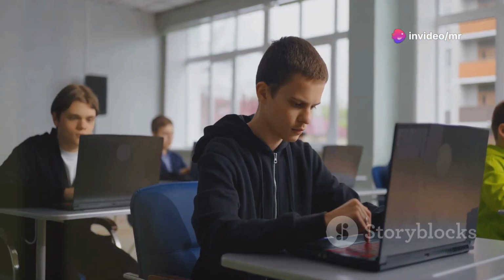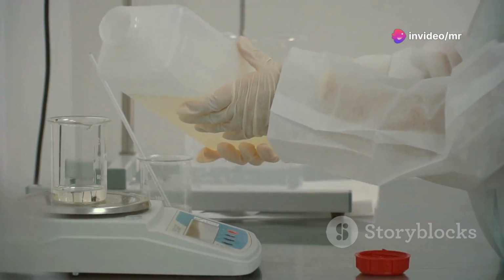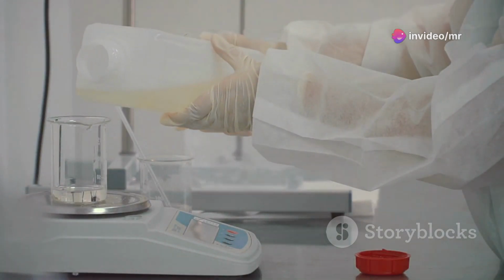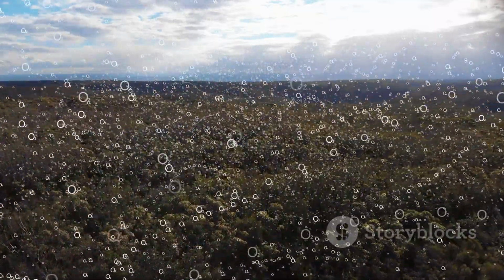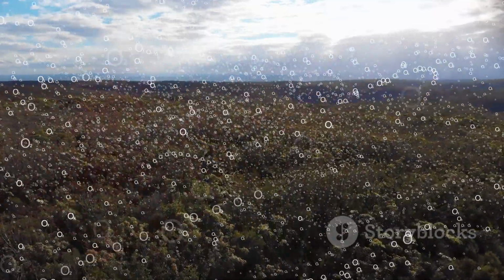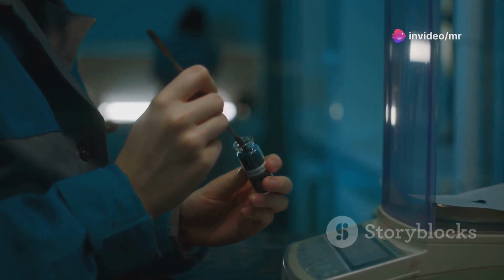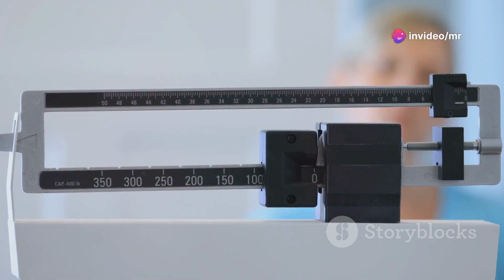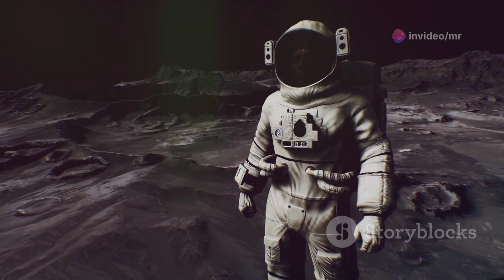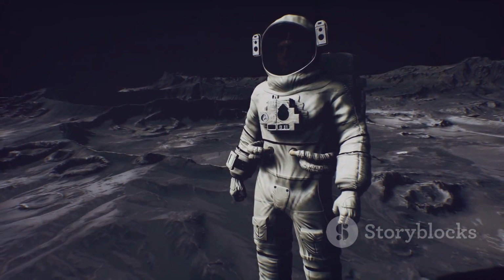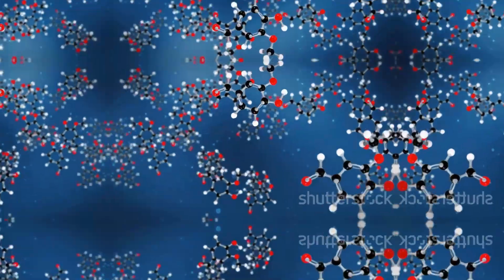So what exactly is matter? Simply put, matter is anything that takes up space and has mass. That means everything around you, from your toys to your house, even the air you breathe, is made up of matter. Mass is a measure of how much matter an object has. Weight, on the other hand, is the force of gravity pulling on that mass. It's important to remember that while mass stays the same, weight can change depending on the force of gravity.